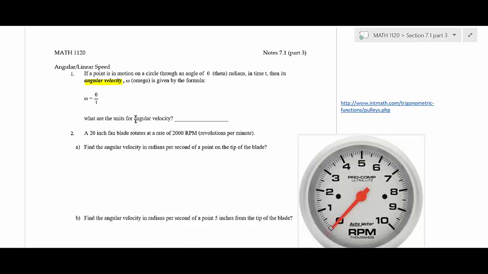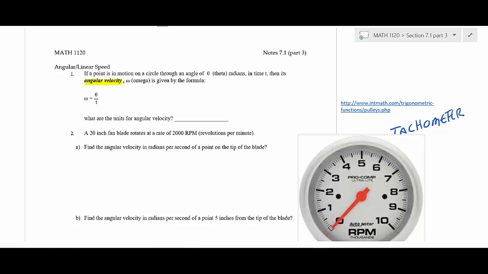Most cars have a speedometer and a tachometer on it, and the tachometer is measuring angular velocity. So what it's doing is it's doing this. RPM, what does RPM stand for? Revolutions per minute, okay? So your engine turns in a circle real fast around the crankshaft and everything.